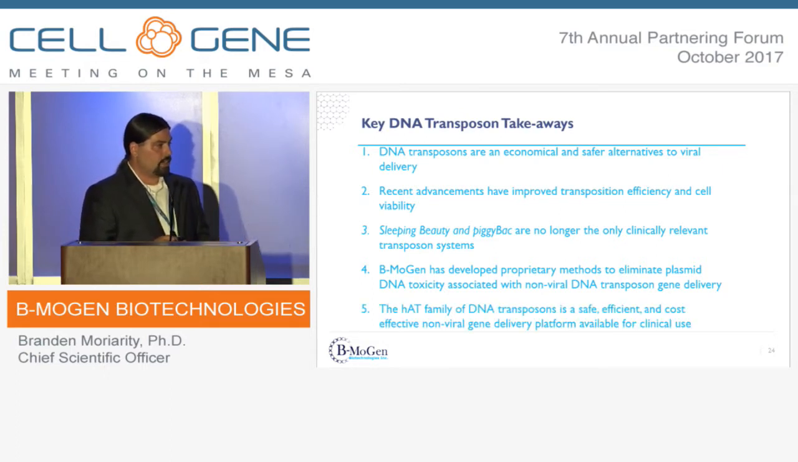And so lastly, the HAP family of DNA transposons are a safe, efficient, and cost-effective non-viral gene delivery platform that are available for clinical use through our company.